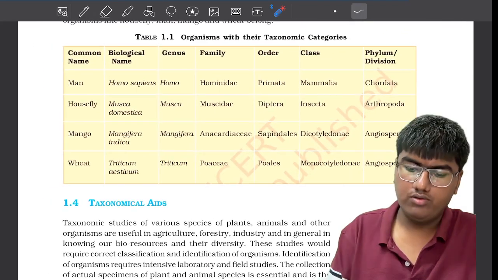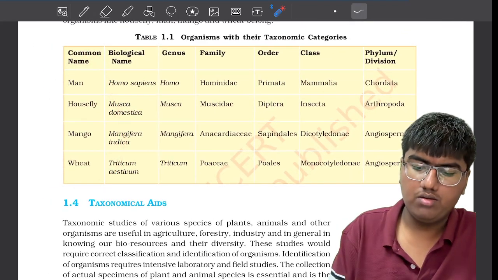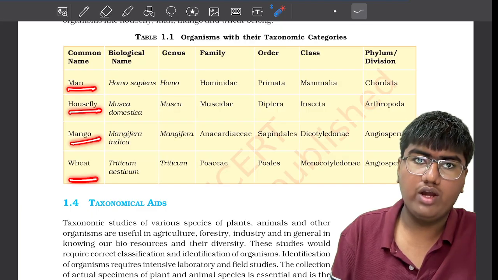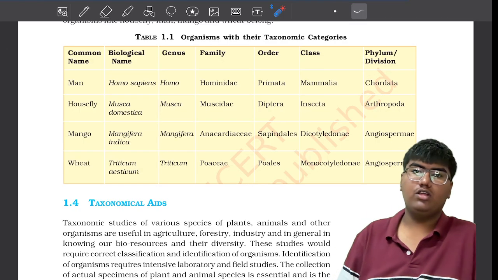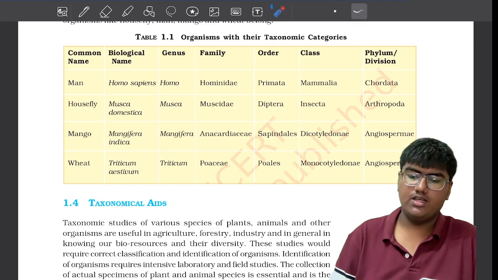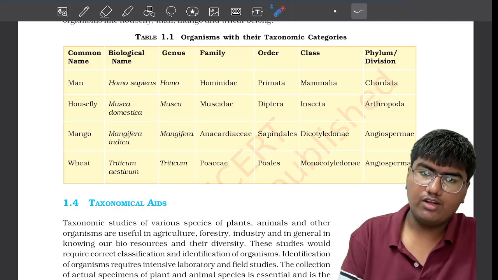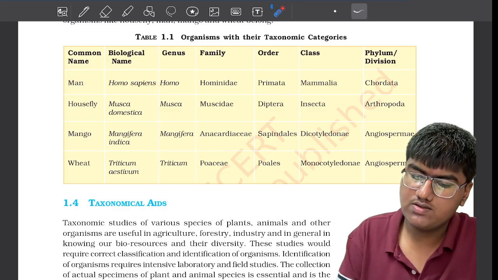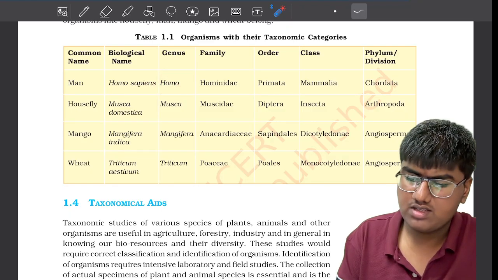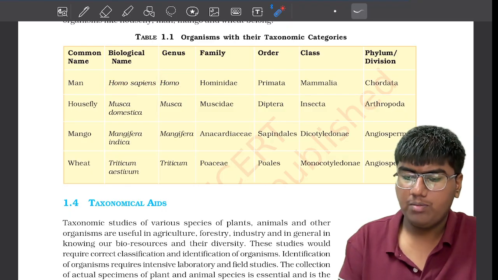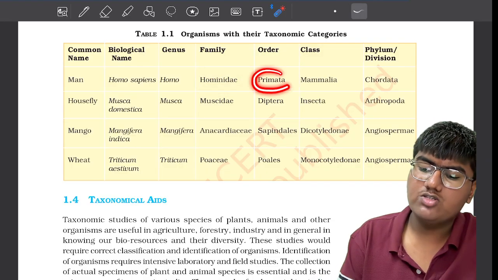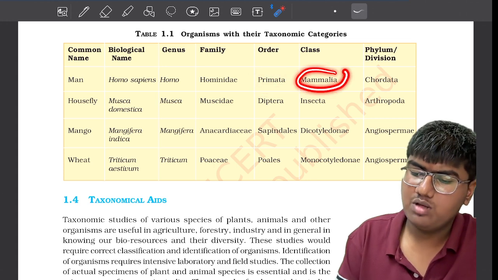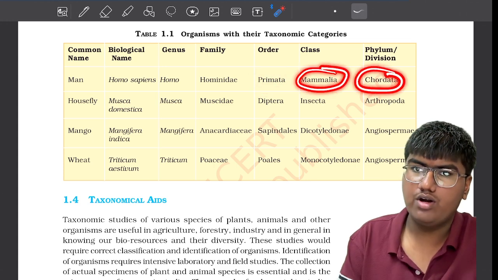Here there are four examples that are given here: man, housefly, mango, and wheat. And their genus, family, order, class, and phylum is given here, which is very important. So let's see. For humans, the scientific name is Homo sapiens. Genus is Homo, which can easily come from the biological name only. Family is Hominidae. Order is Primata. Class is Mammalia, and phylum is Chordata.